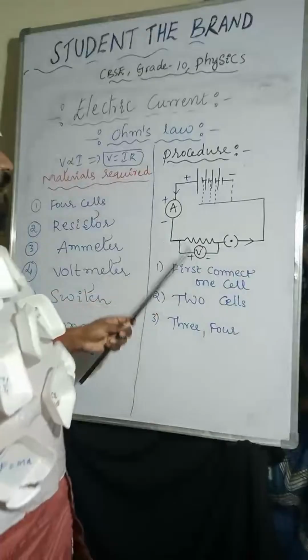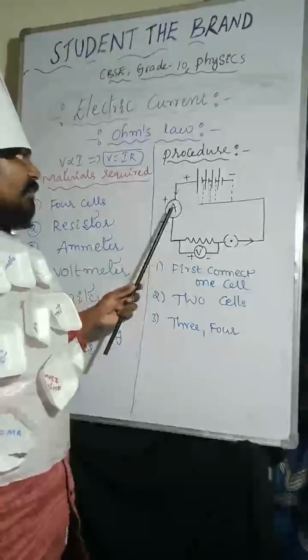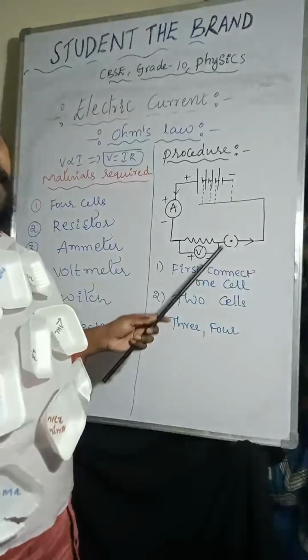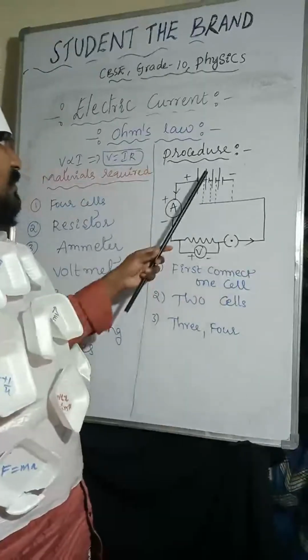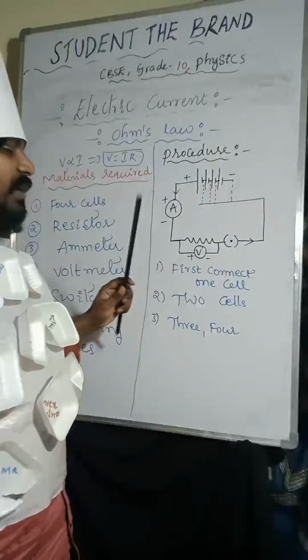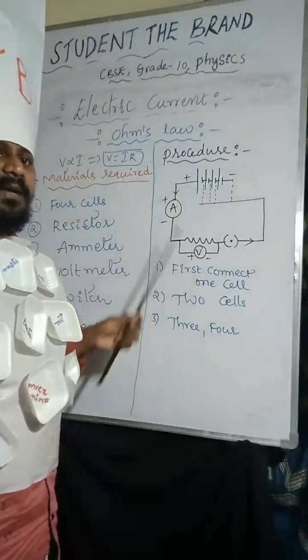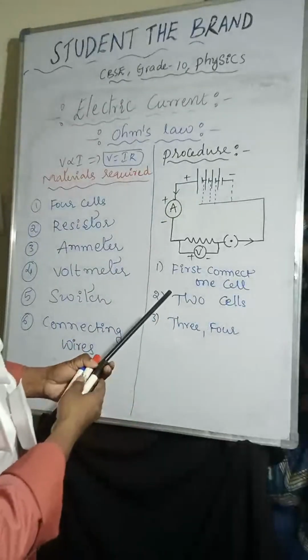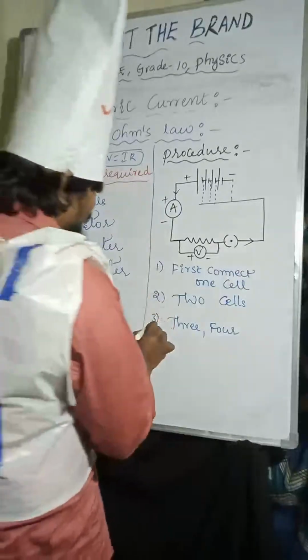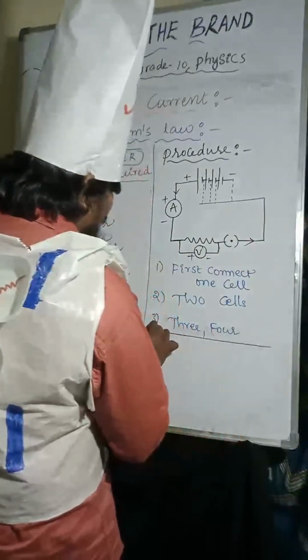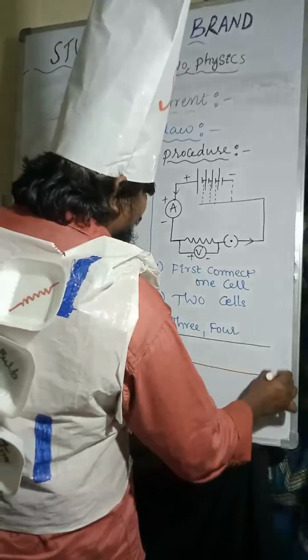First you have to connect one cell and note down the reading of the ammeter and voltmeter, and connect 2 cells and note down the readings. Repeat the process for 3 and 4 and mention them in the tabular form given below. So I am drawing the tabular form.